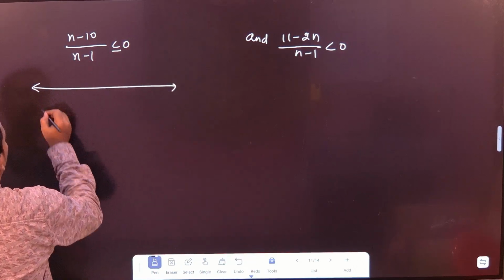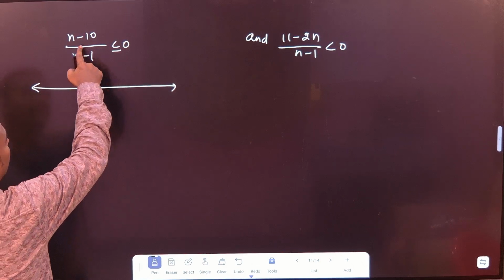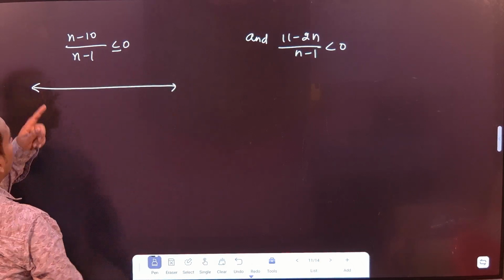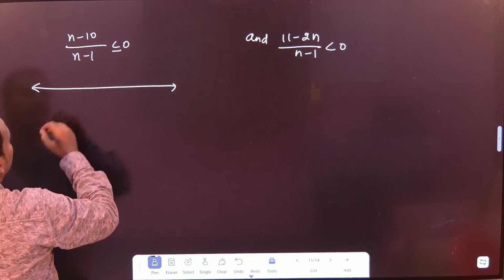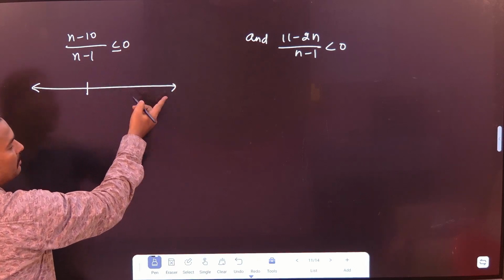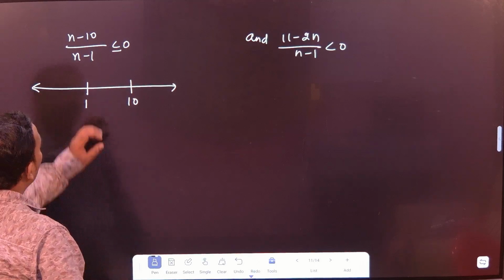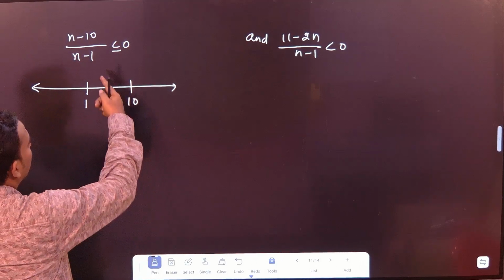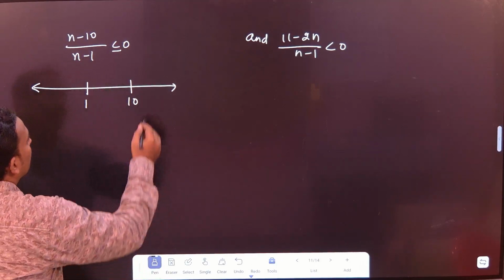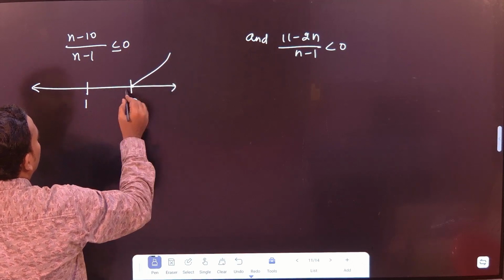Okay, you can see here the critical point, you can equate to 0. n minus 10 equal to 0, n is equal to 10. So n minus 1 equal to 0. 1 and 10 are the critical points. Now we need the ratio to be less than or equal to 0. You can start with a positive.